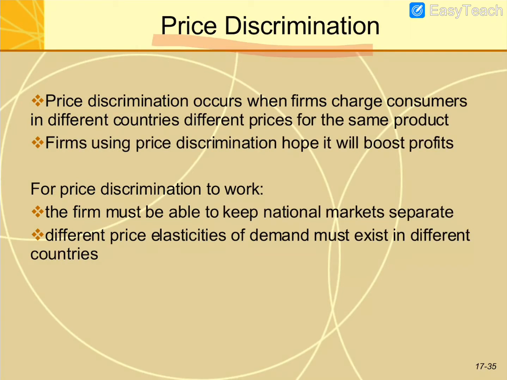So we go to the first one, price discrimination. So what is actually price discrimination? It occurs when firms charge consumers in different countries different prices for the same product. Firms using price discrimination hope it will boost profit. For price discrimination to work, the firm must be able to keep national markets separate, and different price elasticities of demand must exist in different countries.